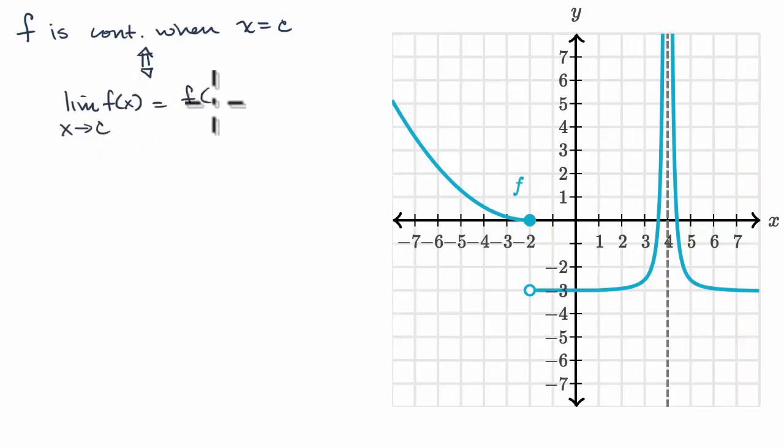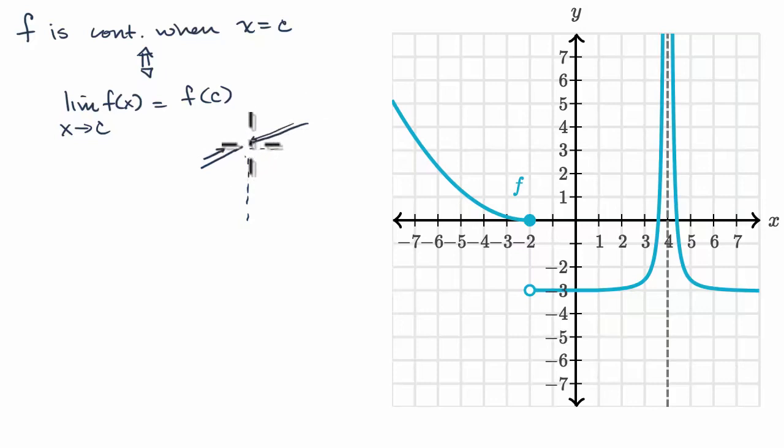to f of c. And when we first introduced this, we said, hey, this looks a little bit technical, but it's actually pretty intuitive. Think about what's happening. The limit as x approaches c of f of x. So let's say that f of x as x approaches c is approaching some value. So if we approach from the left, we're getting to this value. If we approach from the right, we're getting this value.